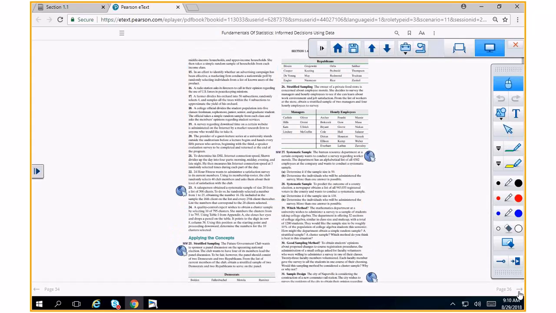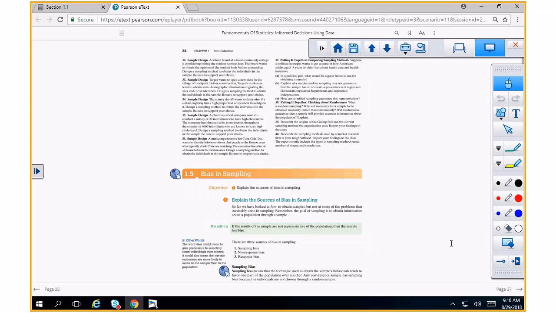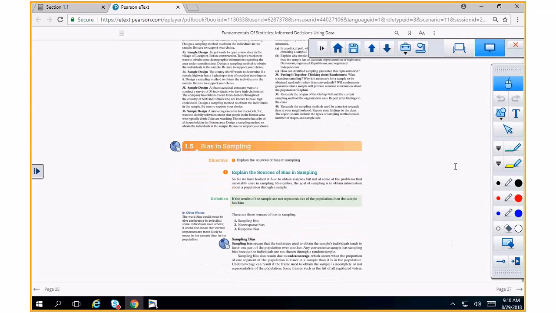Does it say we need to go through 1.5 too? Okay, 1.5. Oh my gosh, look at that. Bias. It's a miracle.